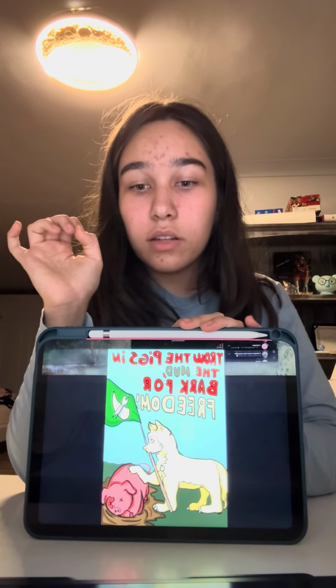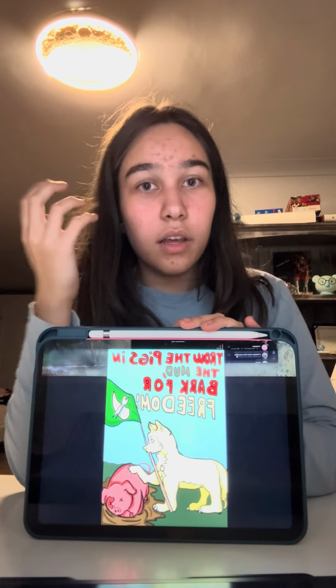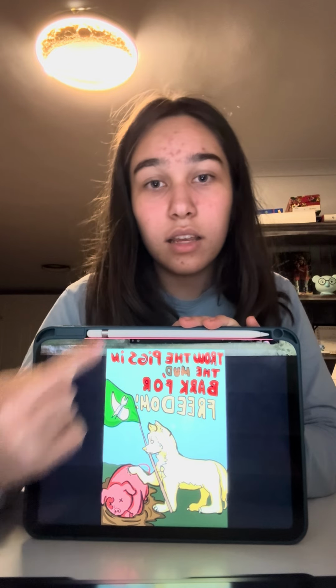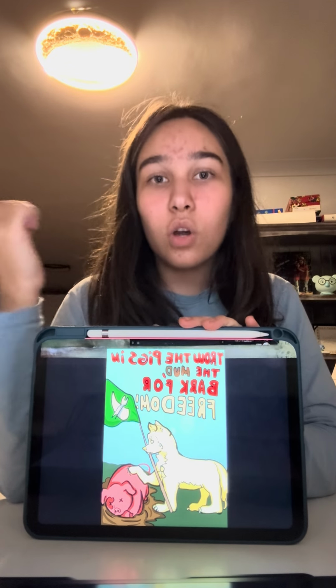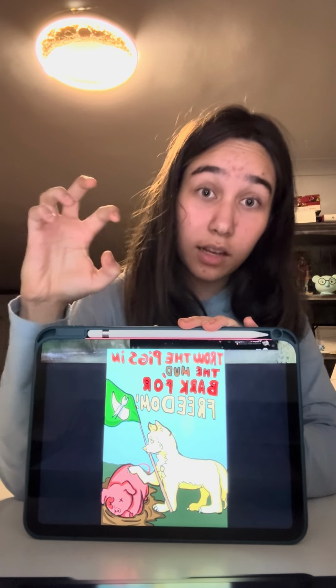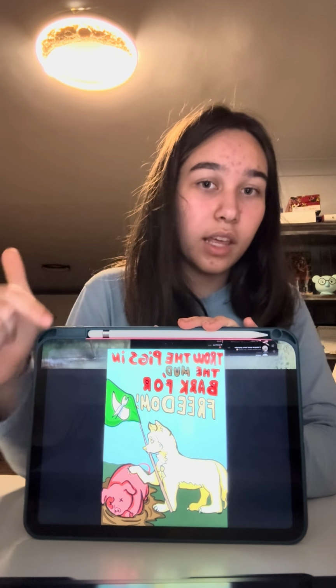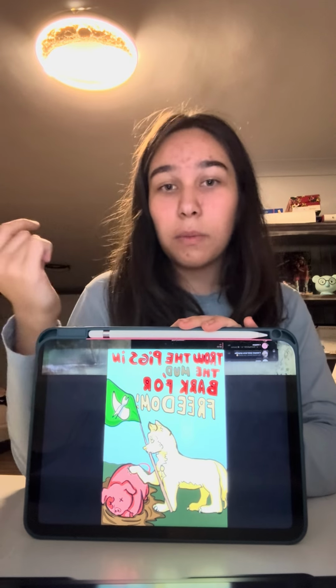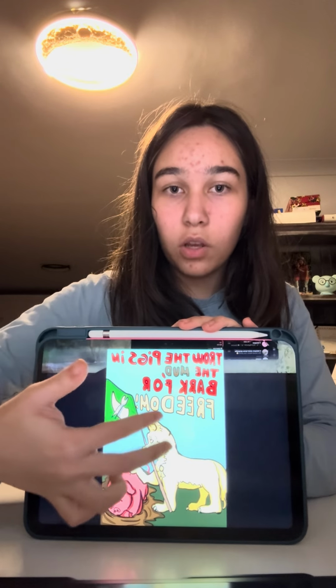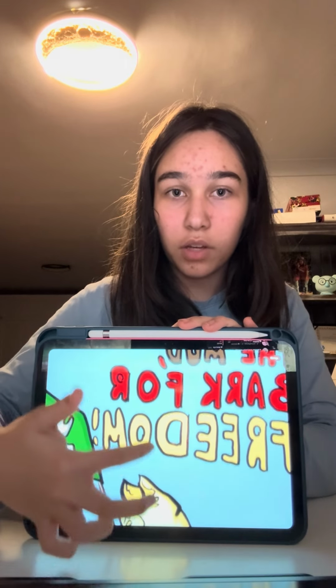So I would like to talk about the propaganda tactics and the ethos, pathos, logos in this. The most prominent propaganda tactic used in this poster is scapegoating. Scapegoating because, as we can see, they always scapegoat the pigs. We can see over here.